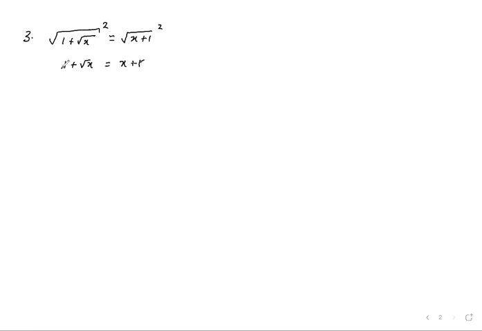So the ones will cancel, will remain with root x is equal to x. Square. So we'll have x is equal to x squared, giving us x squared minus x is equal to 0. Factor out x, remain with x minus 1. So never divide a variable. Please, never divide a variable.